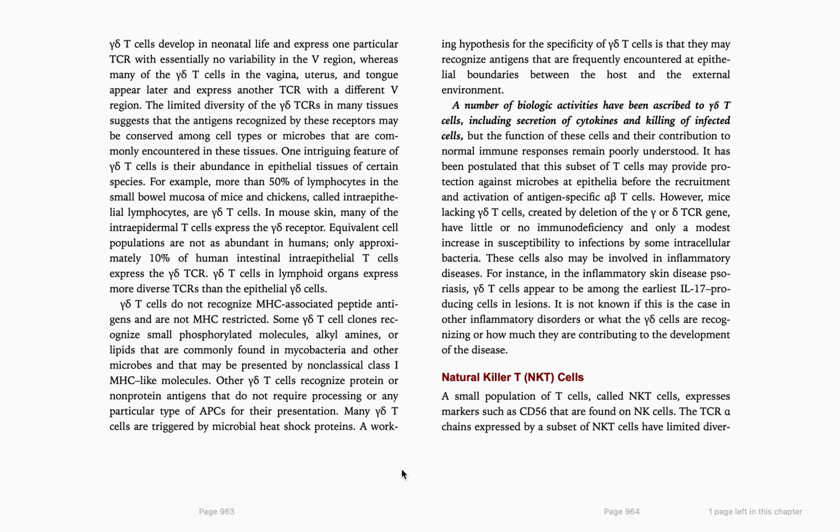However, mice lacking gamma delta cells, created by deletion of gamma or delta T cell receptor genes, have little or no immunodeficiency and only a modest increase in susceptibility to infection by some intracellular bacteria. These cells also may be involved in inflammatory disease. For instance, in the inflammatory skin disease psoriasis, gamma delta cells appear to be among the earliest interleukin-17 producing cells in lesions. It is not known if this is the case in other inflammatory disorders, what gamma delta cells are recognizing, and how much they are contributing to the development of the disease.